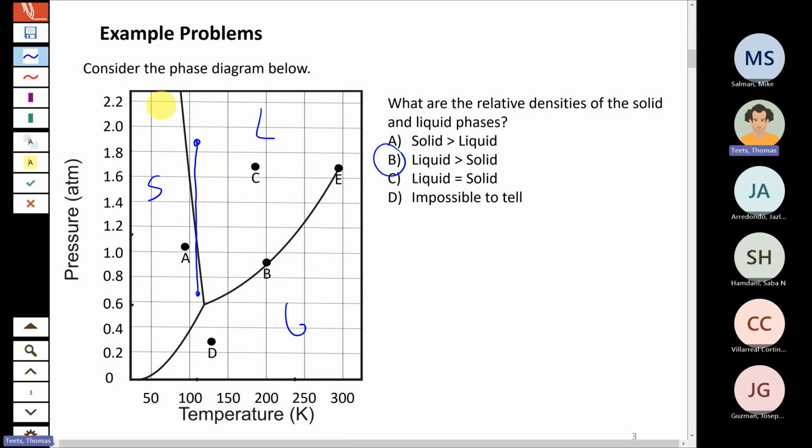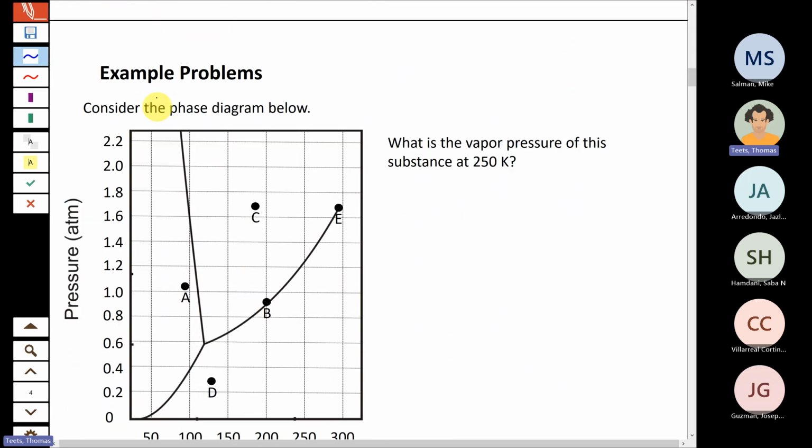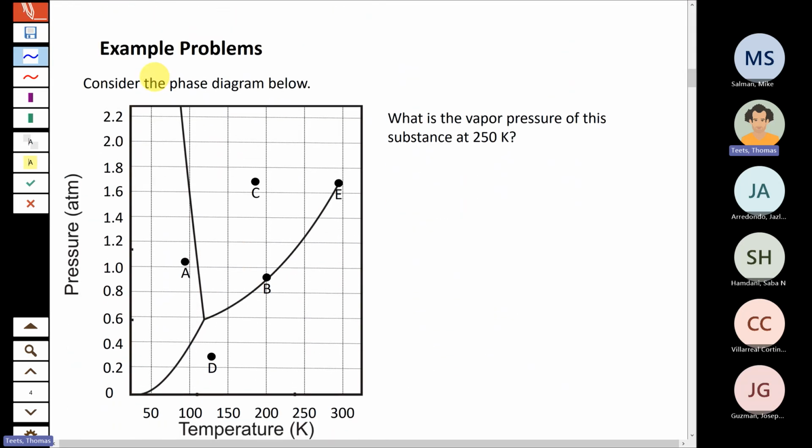But this line here that divides solid and liquid, for most substances, it's actually the opposite. But for some cases, like water or like this fictitious substance here, the liquid is more dense than the solid. That's certainly possible. All right, and then the very last one is asking about vapor pressure. What is the vapor pressure of this substance at 250 Kelvin?